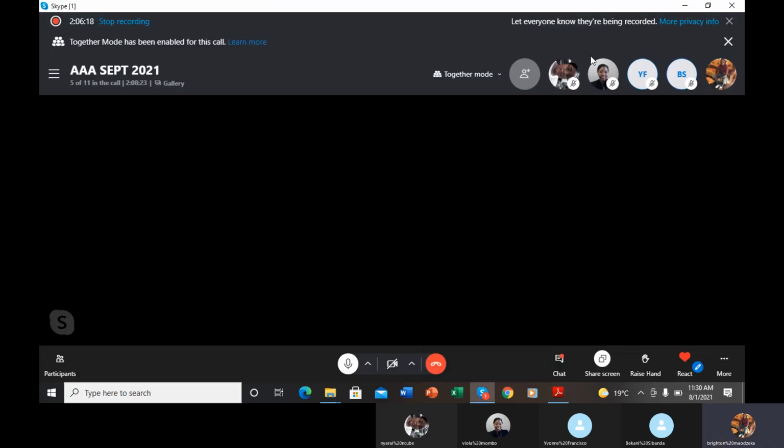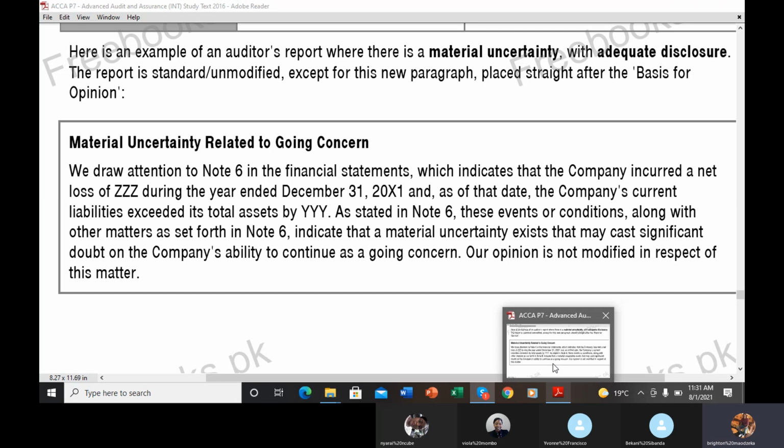Can I ask you guys, did you note where the difference is? Yes, there are so many types, but the difference is in the opinion and the basis for opinion paragraph wording: adverse opinion, basis for adverse opinion. If it's a qualified opinion, basis for qualified opinion. If it's a disclaimer of opinion, basis for disclaimer of opinion. Simple like that. That's where the difference is. And the rest is the same. Other headings are just the same.